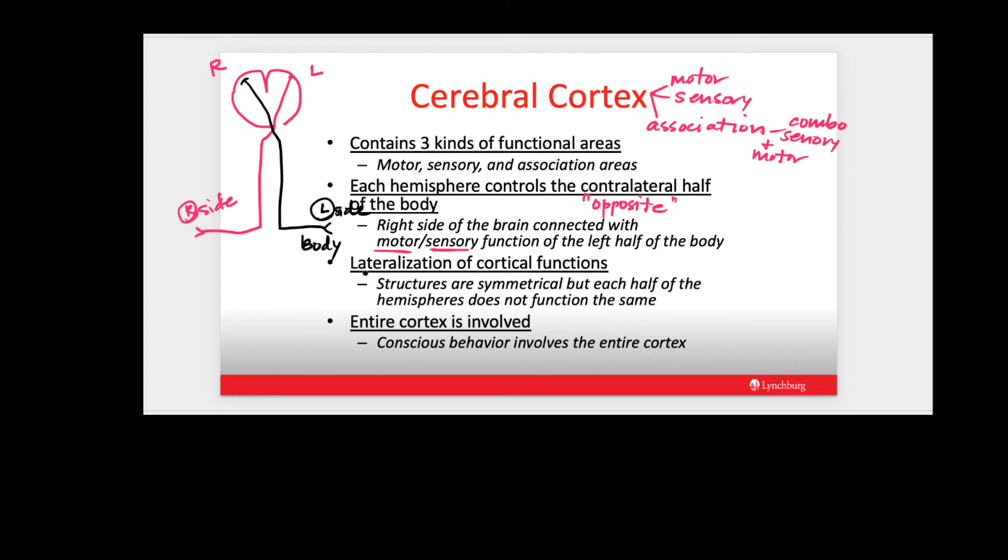Okay, we do have what's called lateralization of cortical functions, meaning that the structures on each half of the hemispheres are symmetrical, but they actually don't function the same. Some things happen on the left side, some things happen on the right side. They tend to be a little bit different. And the entire cortex is involved. So conscious behavior involves the entire cortex, and you'll see that as we walk through our different types of functional areas.